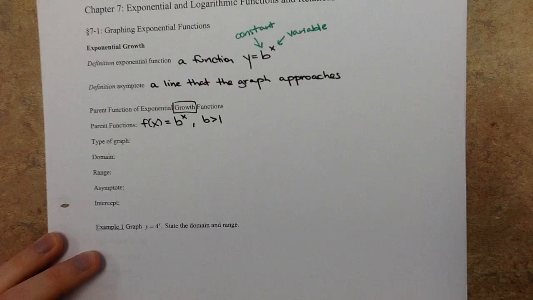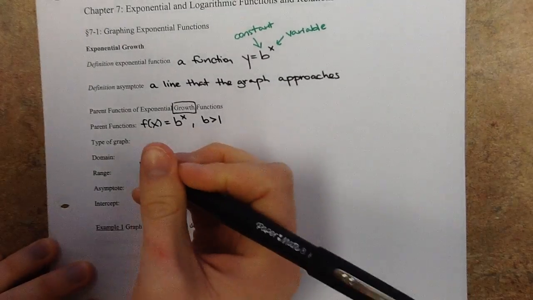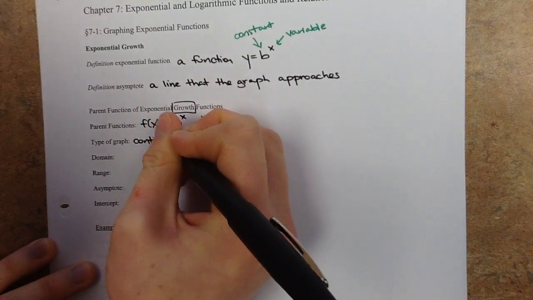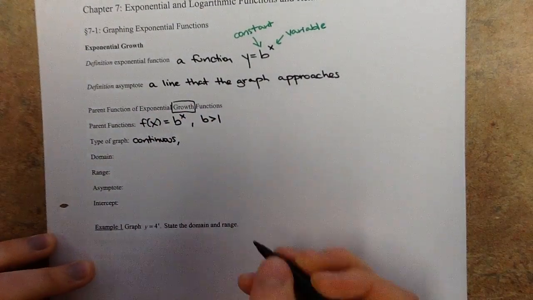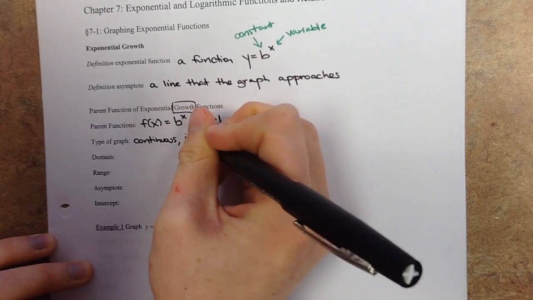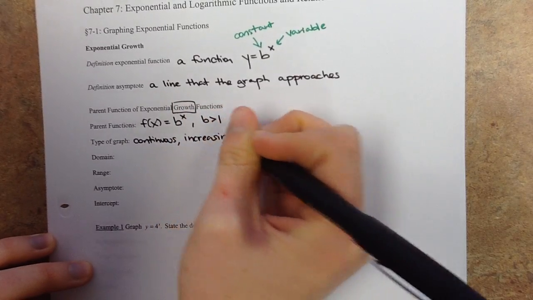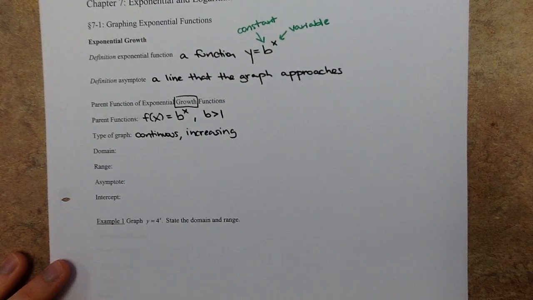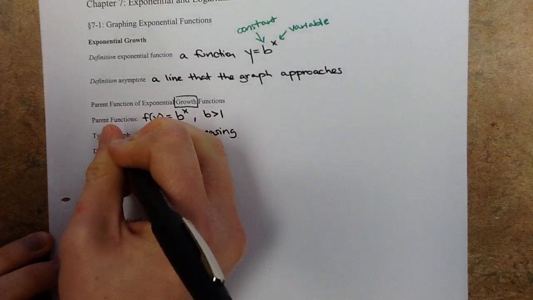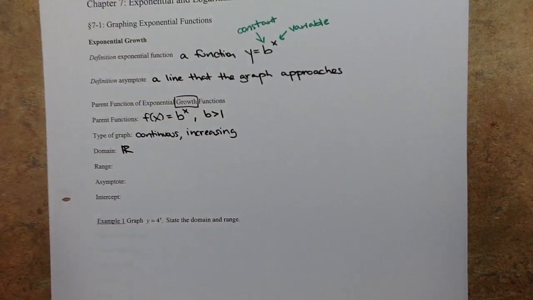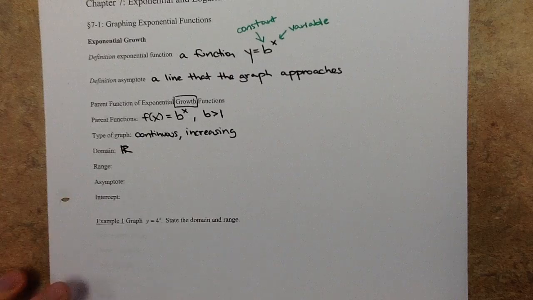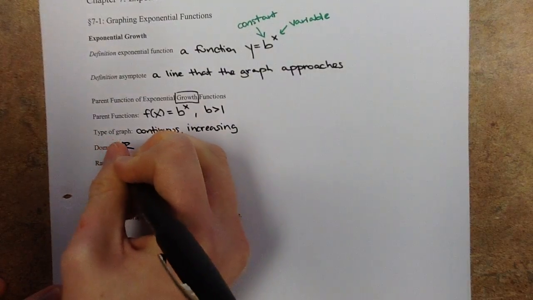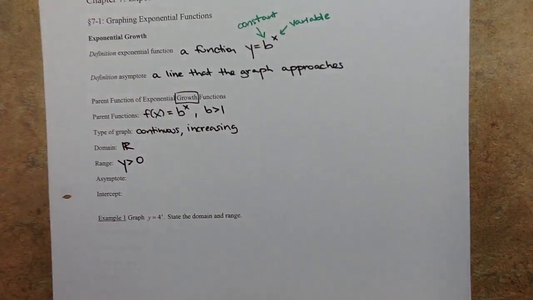All right, so the type of graph, we've got a couple of characteristics here. It's going to be continuous. It's going to be increasing. It's increasing all the time. All right, so this exponential graph, it's kind of a new shape, so we'll see exactly what it looks like. All right, our domain. Our domain is all reals. All right, we're back in the happy, wonderful place of all reals. And then our range is all positive real numbers. So y is greater than 0.